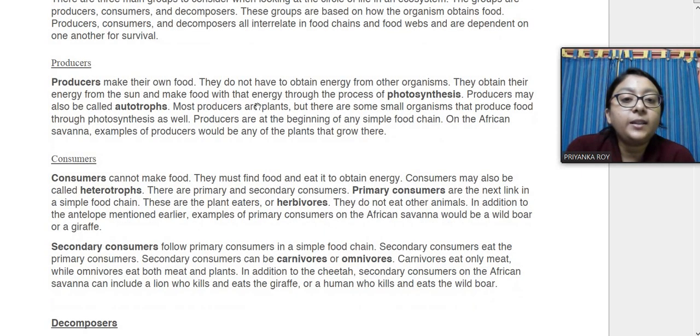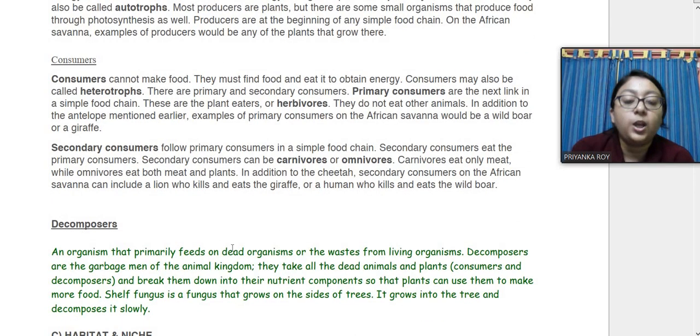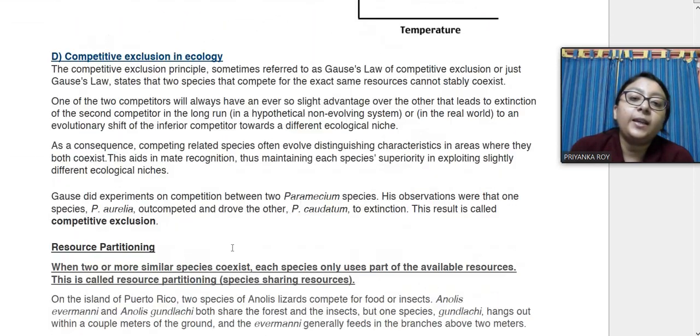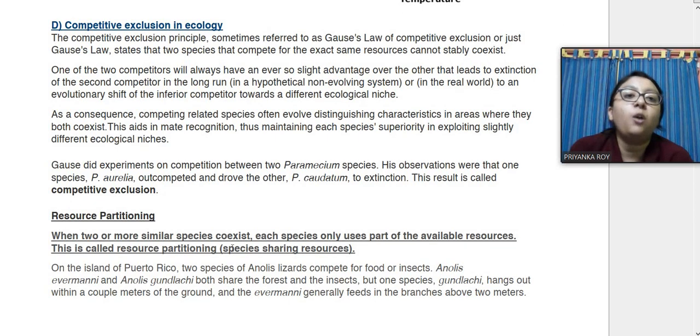So like I said, producers are autotrophs, consumers are heterotrophs, the primary consumers are herbivores, and secondary consumers can be both carnivores and omnivores. So next thing is the competitive exclusion principle, or Gause's law of competitive exclusion. This law states that no two species can exactly occupy the same niche, because if they do so, then one species will compete with another and it will eliminate the other species.